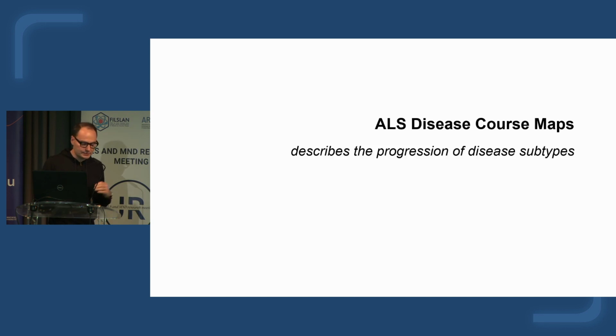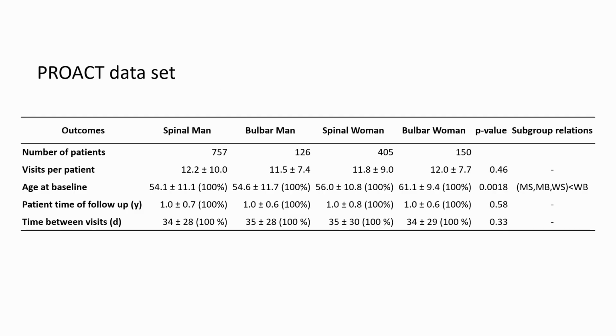All right, so now that was for the theoretical background. So I'll just describe some examples. And the most recent one is on ALS. And for that, we use the PROACT dataset. So you're probably familiar with it. So a longitudinal dataset.